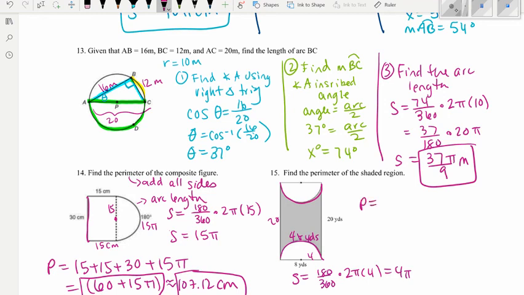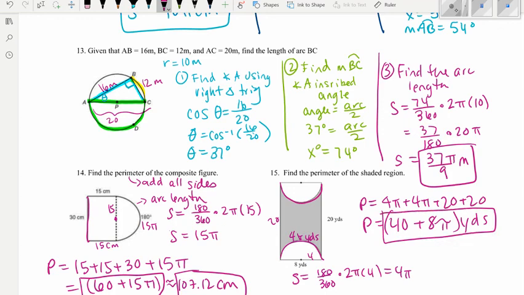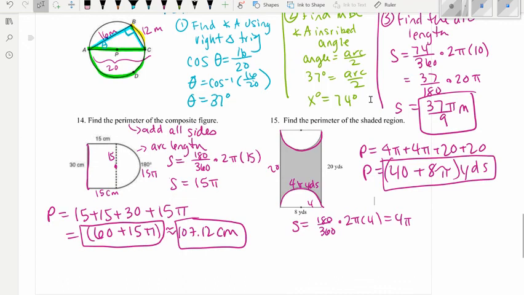So the perimeter would be equal to 4 pi plus 4 pi plus 20 plus 20. So that gives us 40 plus 8 pi yards. So that would be the exact answer. And of course, we could also find the rounded answer. So that is it for our arc length formula and also looking at finding the perimeters.